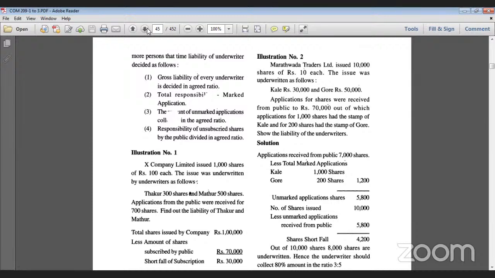X Company Limited issues 1000 shares of rupees 10 each. The issue is underwritten by underwriters as follows.